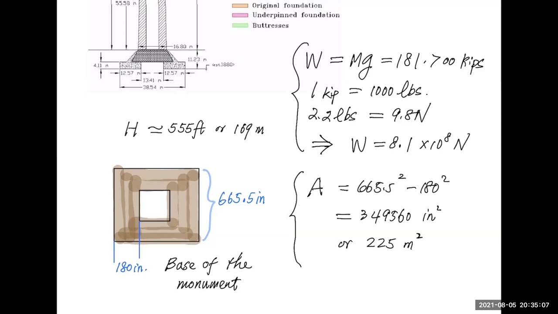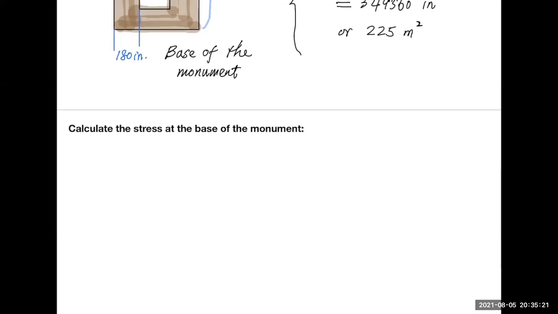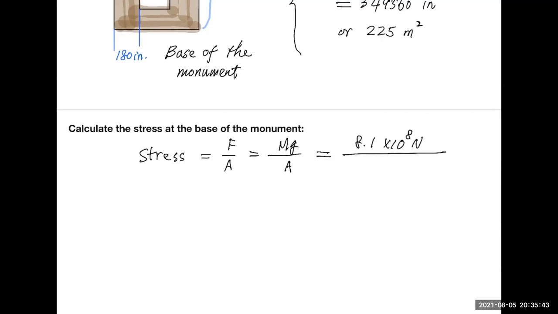So what is the stress? The stress is defined as force per unit area. So the weight of the monument per unit area at the base is how much? You can easily calculate that. Okay, so you have stress equals force over area, that's the definition, and the force at the base is just mg, right? Mg divided by the area, A, and I know what mg is. Once again, that's 8.1 times 10 to the 8 newtons, divided by the area, 225 meters squared. Okay, so you get an answer, which is 3.6 times 10 to the 6 newton per meter squared, otherwise known as Pascal. So this is 3.6 million Pascal, okay, MPa. All right, so this is the stress at the base.